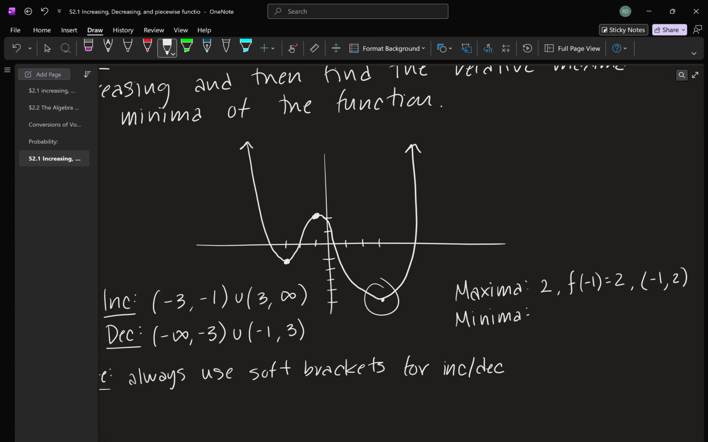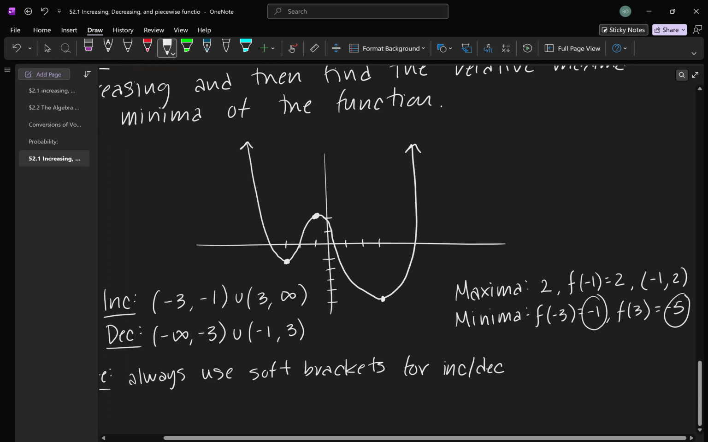The minima are going to be these 2 points. So writing these in the way I prefer, you would say f of -3 equals -1, and f of 3 equals -5. But again, your answers are the -1 and the -5. So if you just write -1 and -5, that is totally fine.